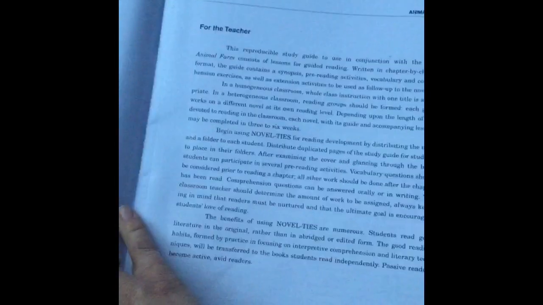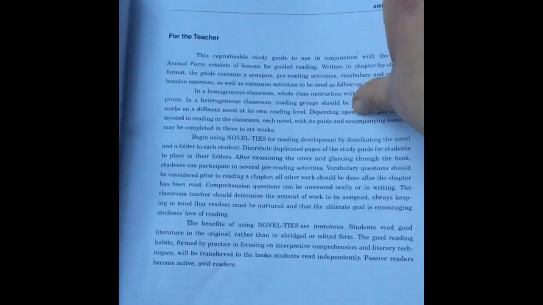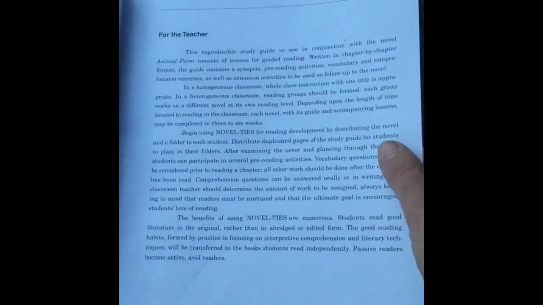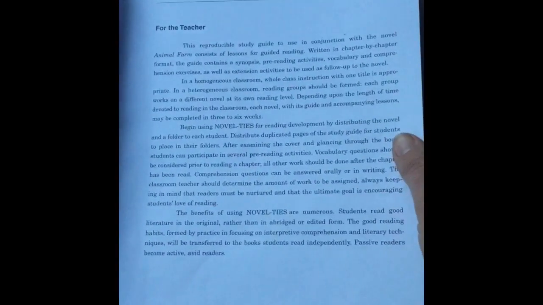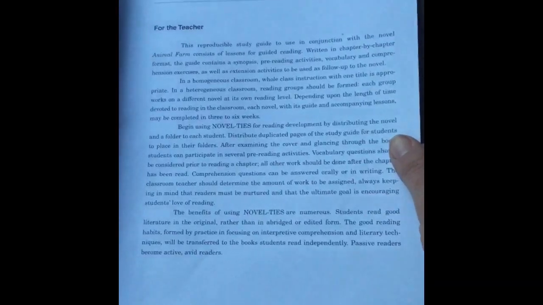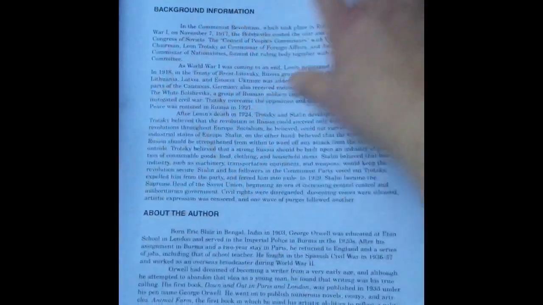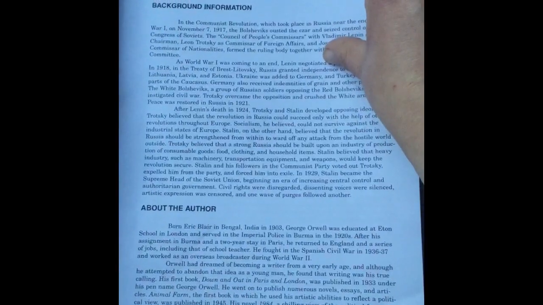You don't have to buy a study guide. You can look up study guides sometimes on different websites. You could Google study guide and see what you could come up with for free. There's a website called Soft Schools that does this, and you can probably find ideas for Animal Farm on Pinterest. Here's your synopsis, your background information, and your author information.